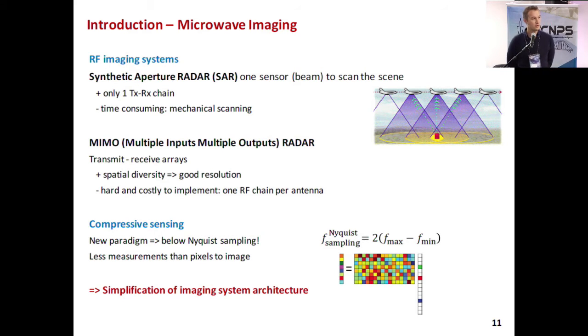So this is my transition to introduce you to computational imaging. In compressive sensing, there is a new paradigm. It has been shown that we can sample a signal below the Nyquist rate. The Nyquist rate: to sample a signal properly, to be sure to reconstitute it well, you need to sample it at twice the bandwidth of the signal. With compressive sensing, provided, of course, some assumptions, you can expect to have fewer measurements than pixels to image, because we are in an imaging problem here. So can we use this in order to simplify imaging system architectures?